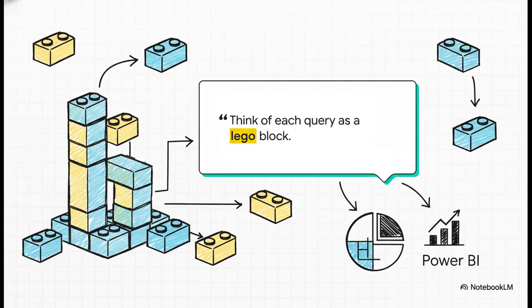This right here is the perfect way to think about it. Instead of building one giant monolithic query, you build small, focused, reusable queries. Each Lego block does one thing and does it well, like getting customer details or item sales. This makes them a breeze to test, to maintain, and to combine in different ways, which is especially powerful when you're building a data model for a tool like Power BI.